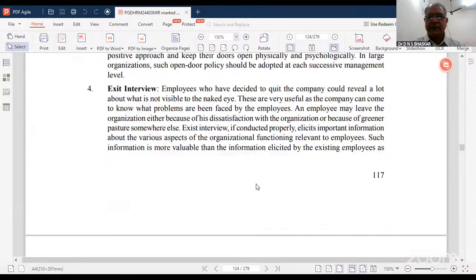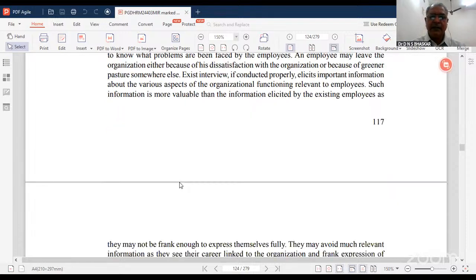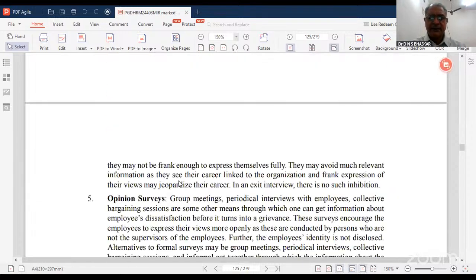Then coming to the exit interview. When anybody is leaving the organization, he can give better feedback. If a person leaving the organization is given an opportunity to be listened to and understood, he will provide better suggestions and openly tell what his grievances are, and that will help us to understand the organization's weaknesses also.